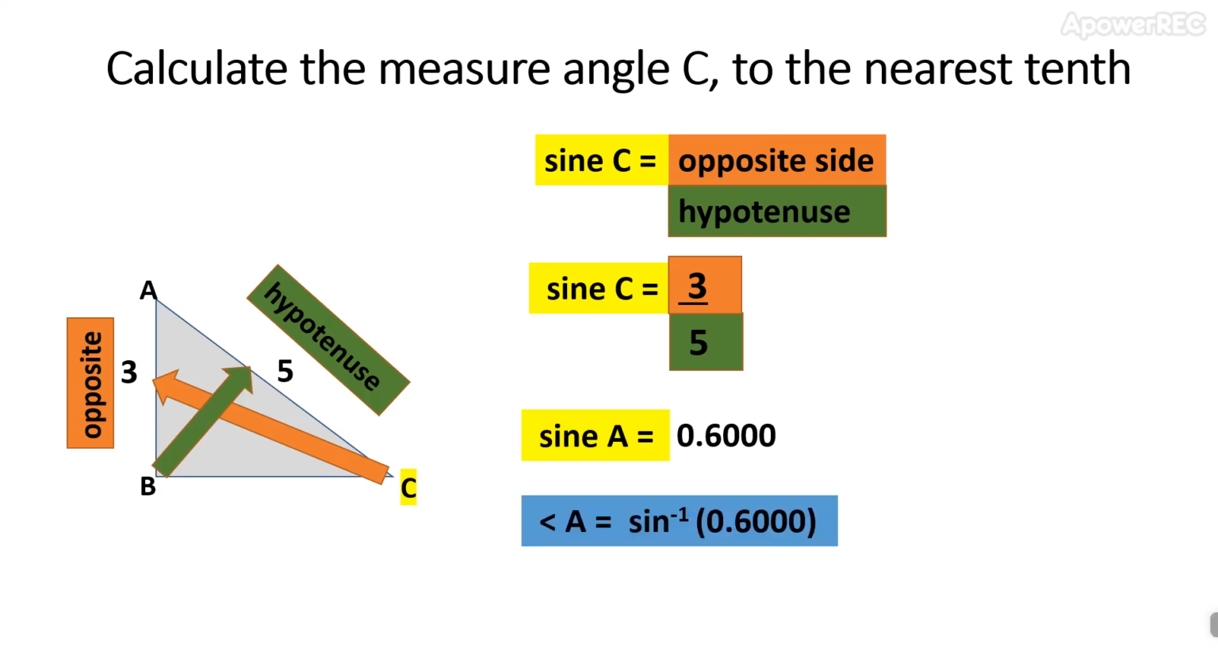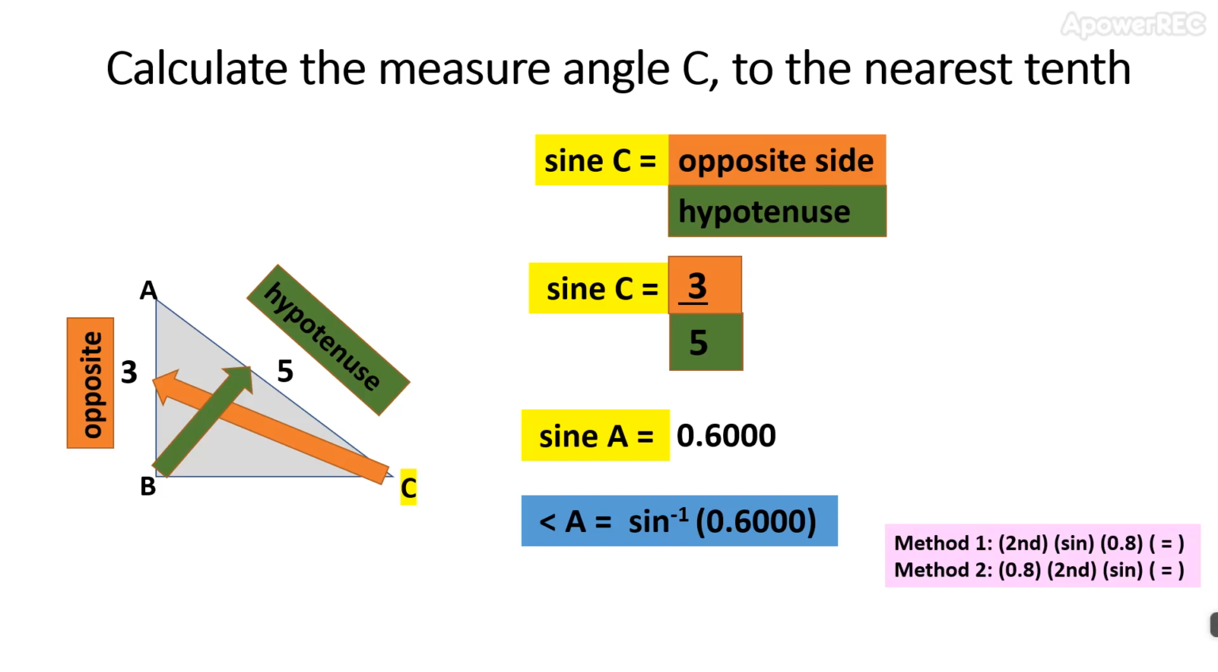Now you will use the sine inverse function. So angle C is equal to sine inverse of decimal 0.6. And your calculator will do this using method 1 or method 2. Your calculator may require that you put in second function, then you press the sine button, then you type in decimal 0.6, and then you hit the equal sign.